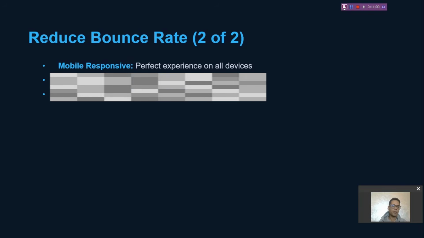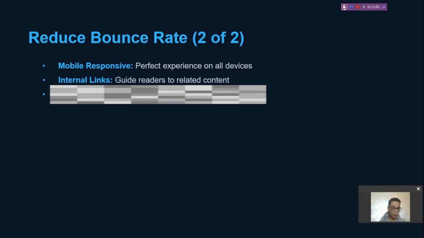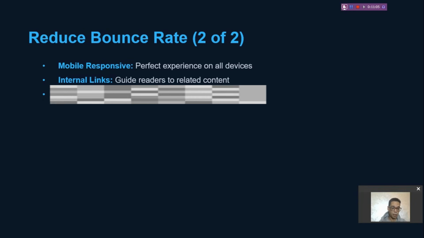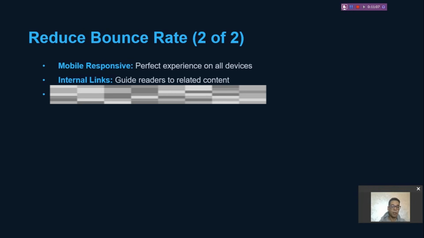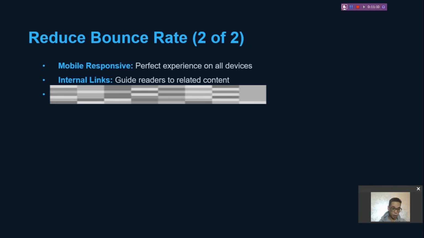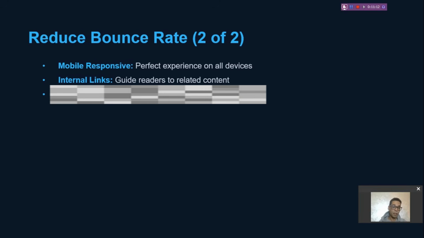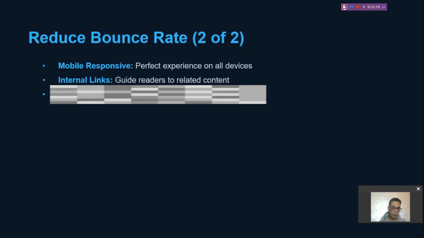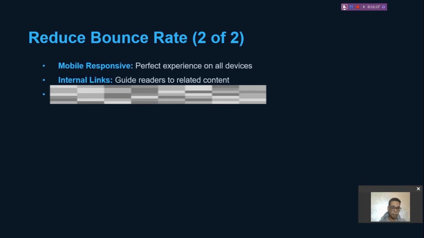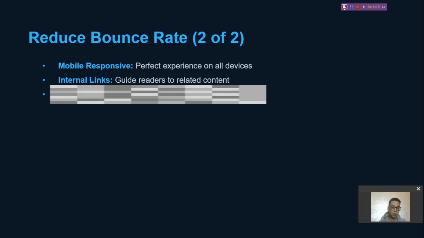Another trick to reduce the bounce rate is to use internal links. Guide readers to related content. This is what I talked about in the previous episode. If you didn't watch it, try to watch it. It's episode number 5. Use relevant internal links within the paragraph, within the article, on the top menu, on the footer, etc. So people can click on something relevant. They land on a page where you sell clothes for women. Try to add some internal links about clothes for men or clothes for kids, so people can click and see more articles or more pages about that.